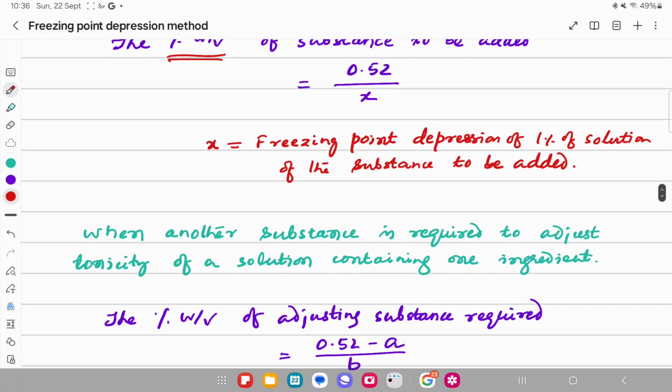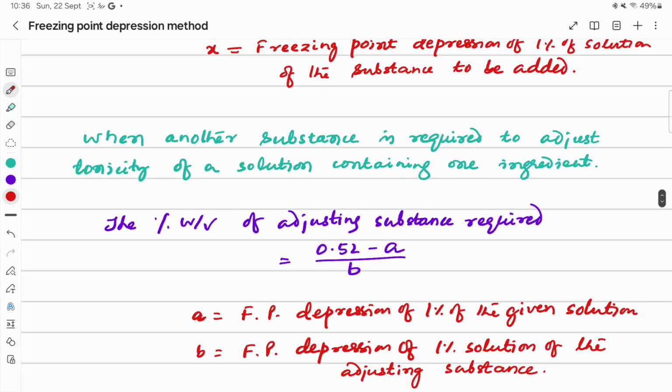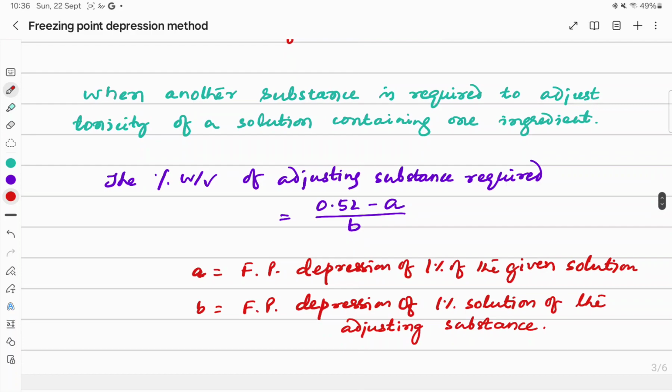Suppose another substance we want to add to the given solution. In that case, we will use the formula (0.52 minus A) by B, where A is the freezing point depression by 1% of the given solution, and B is the freezing point depression by 1% solution of the adjusting substance.